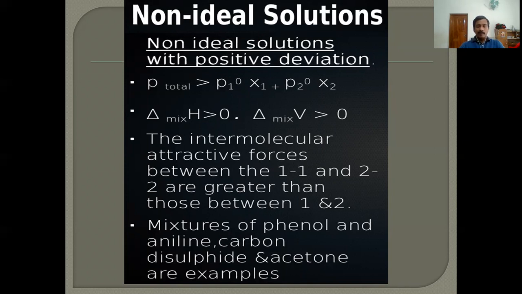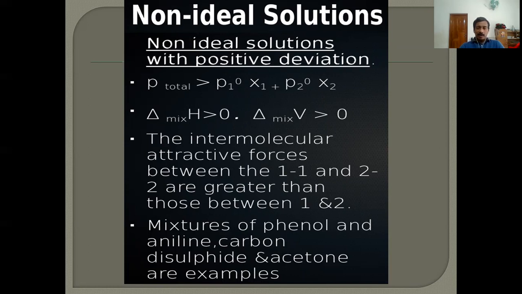In positive deviation, when you mix the two liquids, the volume should be more than the initial volume. So if you are mixing 50 ml A and 50 ml B, the mixture will be slightly more than 100 ml. So final volume minus initial volume will be positive. Delta V mix should be positive. Similarly, when we mix the two components, the enthalpy change will be positive. What is the meaning of enthalpy change being positive? It will absorb a little amount of heat energy in order to keep the other component with it.